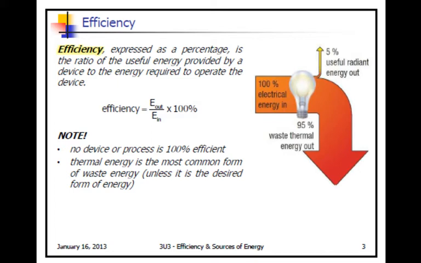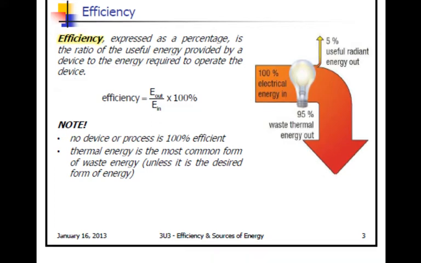But how do we calculate efficiency? Well, it's a simple equation. It's the output energy divided by the input energy. And it's important to note that there is no 100% efficient device or process. There's always going to be some type of waste energy. Thermal energy is the most common type of waste energy, unless it's the energy we are trying to get out of the system.